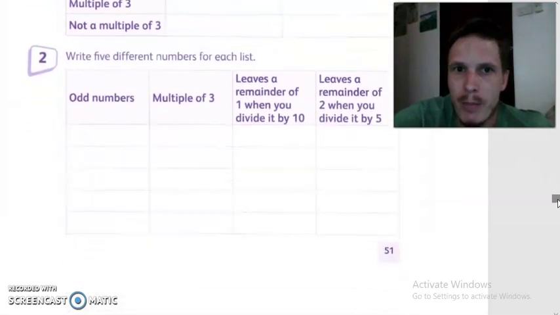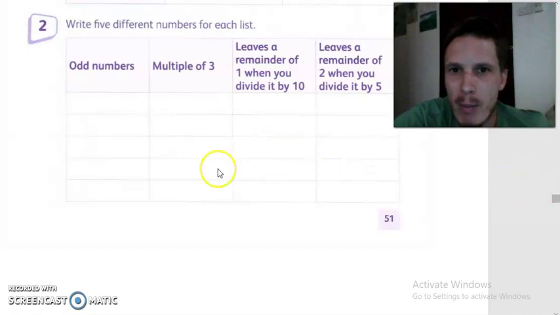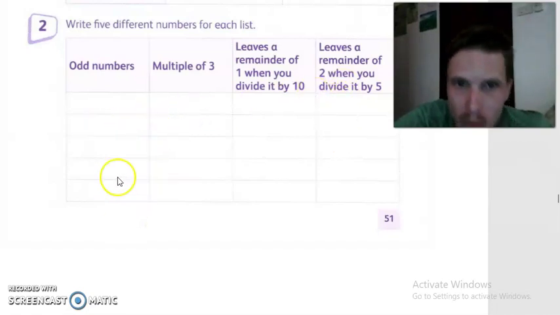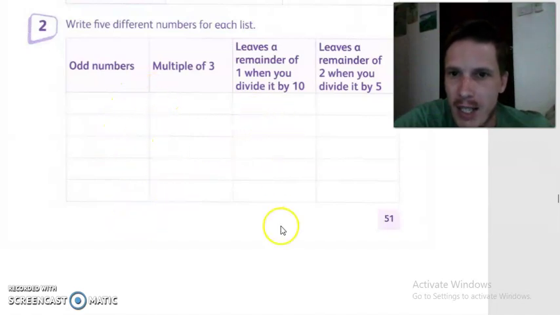For number 2, you need to write down 5 different numbers on this page for each list. Okay, so this is not a Carroll diagram, these are just lists. So 5 different odd numbers, 5 different multiples of 3, 5 examples of a number that leaves a remainder of 1 when you divide it by 10, and 5 numbers that leave a remainder of 2 when you divide them by 5. Okay, so have a go at putting 5 numbers in each of these lists here.